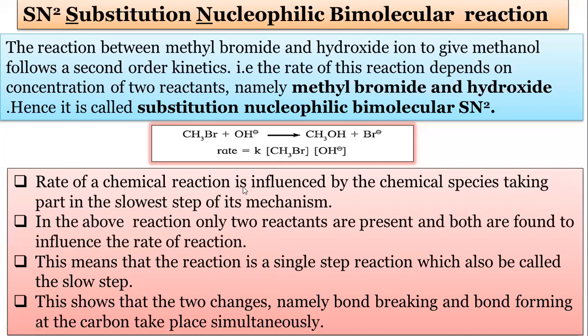See, the rate of a chemical reaction is influenced by the chemical species taking part in the slowest step of its mechanism. In the above reaction, only two reactants are present and both influence the rate of reaction. This means that the reaction is a single step reaction. 100% this reaction will be single step because these two reactants are included in this reaction. This shows that the two changes, namely bond breaking and bond formation, take place simultaneously. With the mechanism, it will be seen clearly.